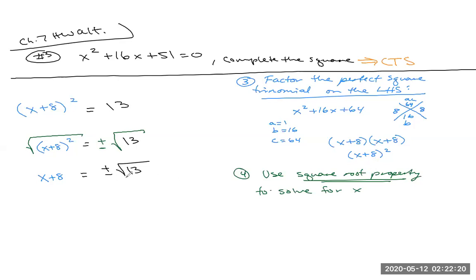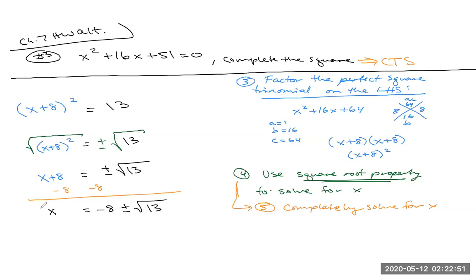And then final thing, remember you're trying to solve for x. So kind of like step 4B, or you can call it step 5 if you want, is completely solve for x. So in this case, I want to subtract 8 from both sides. Remember that tip that I gave you guys? You want to put whatever number you subtracted in the front so that the plus minus doesn't confuse you.